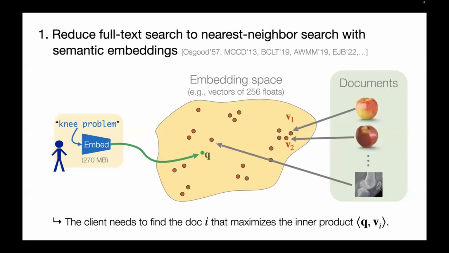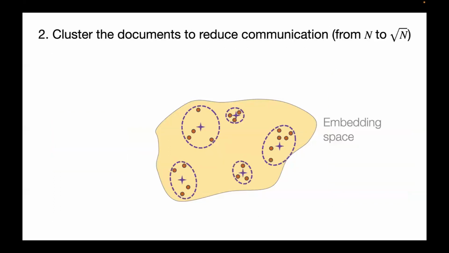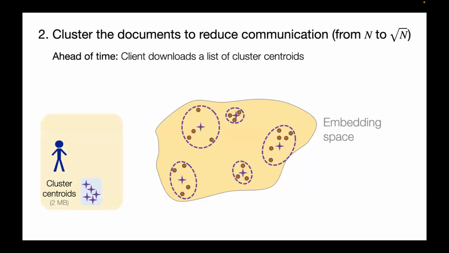Okay, so now we have a nearest neighbor search problem. And we can really naively solve this by just downloading the inner product of the client's query embedding with every document embedding. But this would be super expensive because the web is huge. And so instead, we introduce a second clustering technique to reduce the communication. In particular, if we let n here be the number of documents on the web, we're going to have the TIPTO server, ahead of time, cluster its n documents into roughly root n clusters, each of size root n. And again, ahead of time, we're going to have our client download a list of the centroids of these clusters.